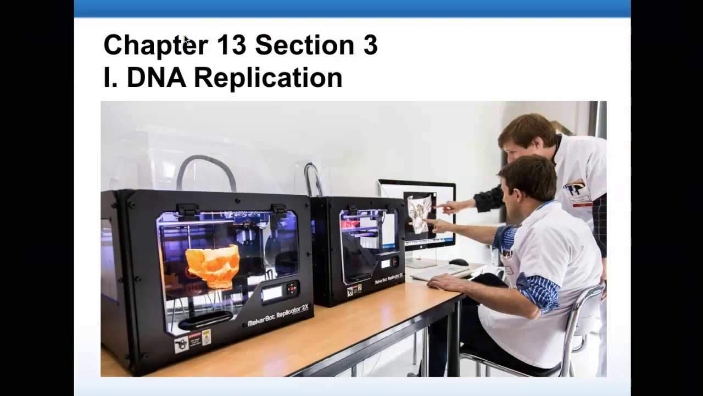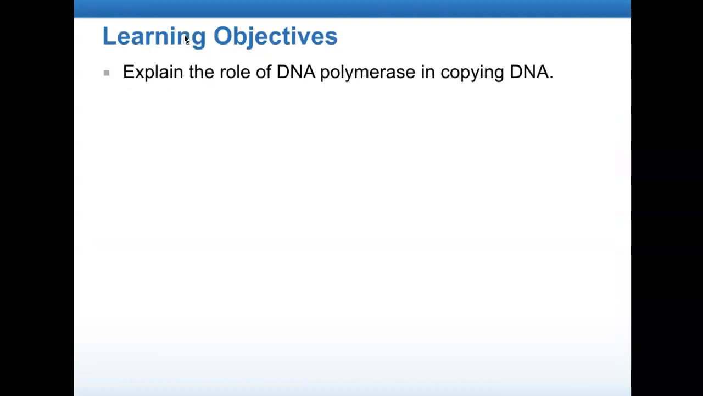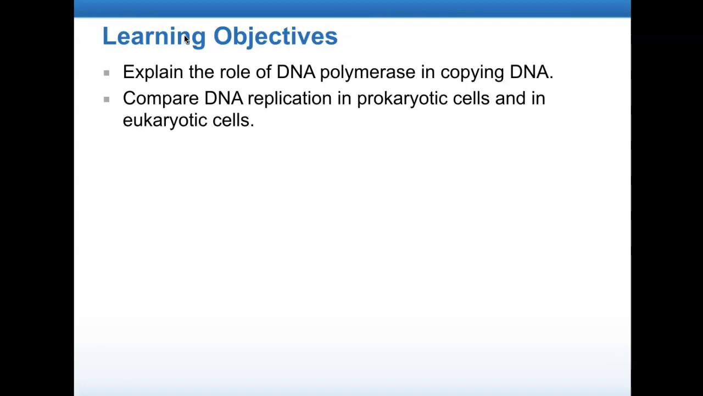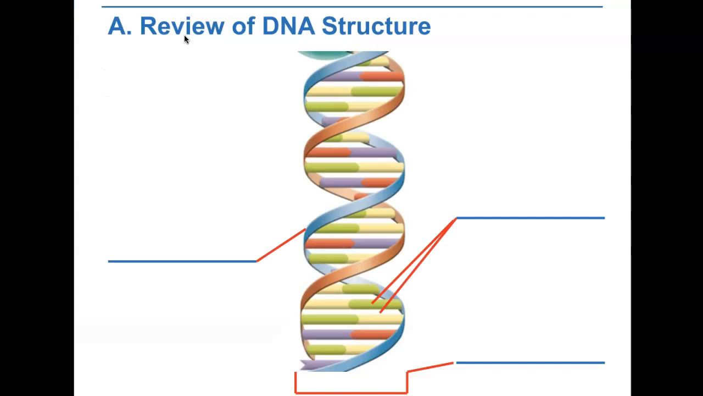Chapter 13, Section 3, DNA Replication. Learning objectives. Explain the role of DNA polymerase in copying DNA. Compare DNA replication in prokaryote cells and in eukaryote cells.